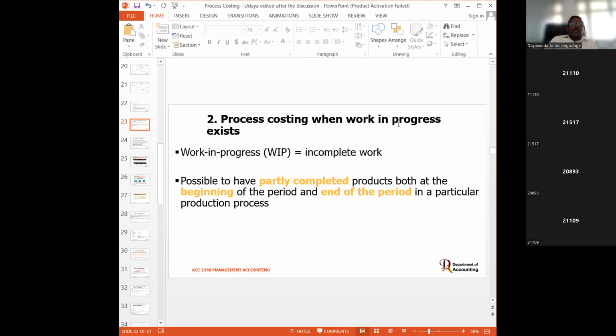Process costing when work in progress exists. Work in progress means incomplete units, partly completed. It is possible to have partly completed products both at the beginning of the period and the end of the period in a particular production process. When you take any process, you will have WIP beginning and WIP closing. You can remember under financial accounting when you prepare the manufacturing account, you talk about the WIP beginning and WIP closing.